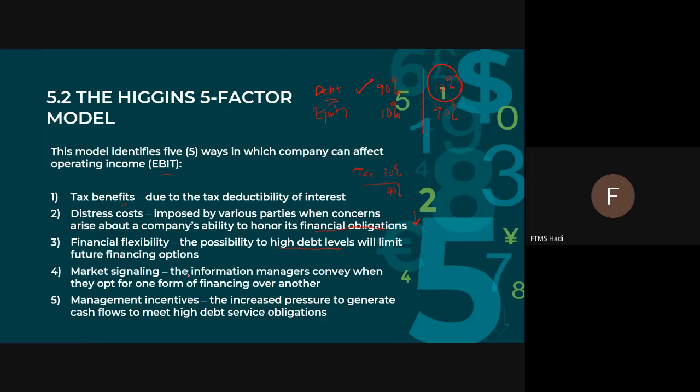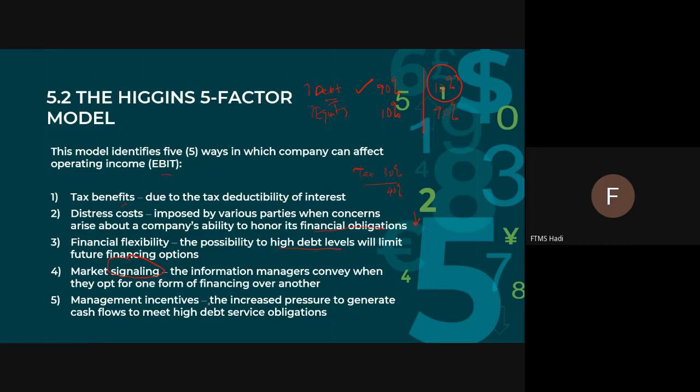Number 4, market signaling. This is the information managers convey when they opt for one form of financing over another. It is more about the sensitivity of the news, the latest update, which influences the company's decision either to add more debt or add more equity.